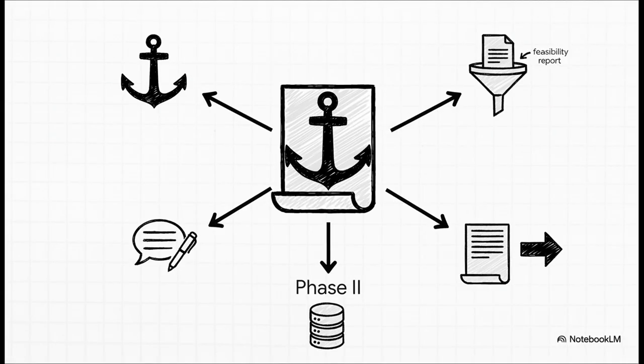Look, if you're cramming and only have a minute, these are the 5 things to burn into your brain. 1. Its purpose is to be the execution anchor. 2. Its key input is the feasibility findings. 3. The key decision is the final exact wording. 4. The key output is the project plan artifact. And 5. It directly sets up the next step, which is phase 2 data understanding.